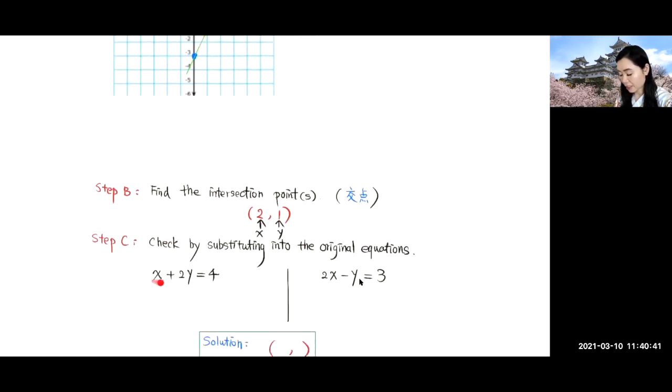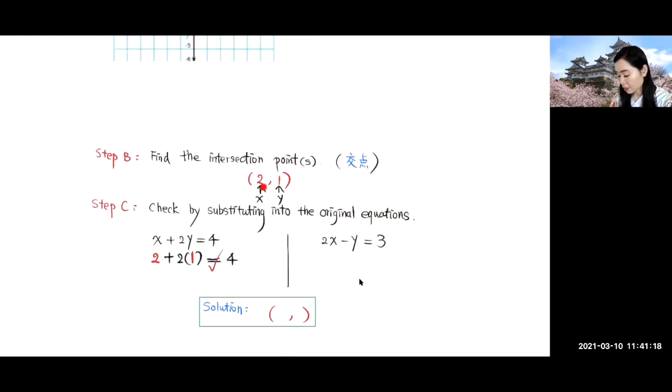So this is the first equation, that's the second equation. I'm going to substitute x to be 2, y to be 1 into these two equations and see if they satisfy. So over here, I will have x equal to 2, and y here is 1. Indeed, that's equal to 4, right? So equal to the right side. So that checks.